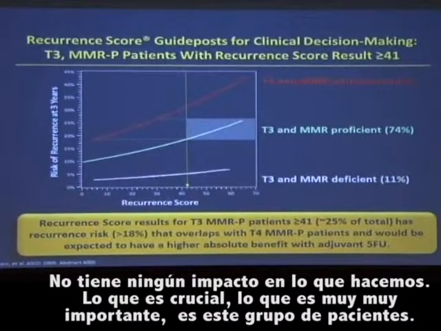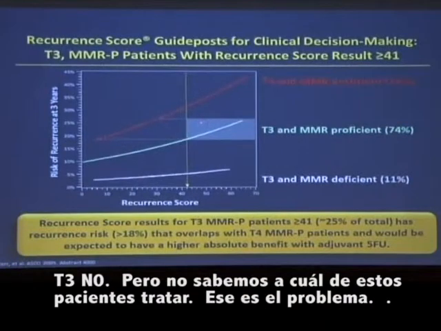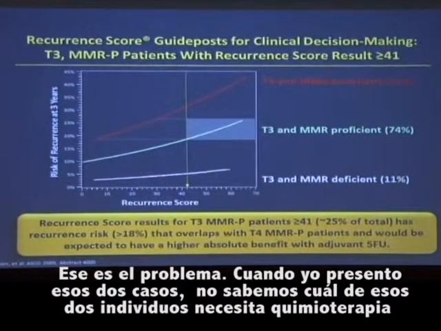Where it's critical, where it's very, very, very important, is this group of patients. This is the majority of patients, 74%. T3, the average colon stage 2 patient, T3 and 0, okay? But we don't know which of these patients to treat. That's the problem. That's the problem when I presented those 2 cases. We don't know which of those individuals need chemotherapy.